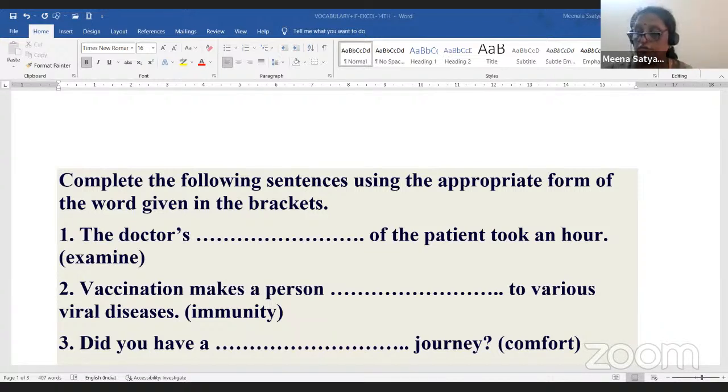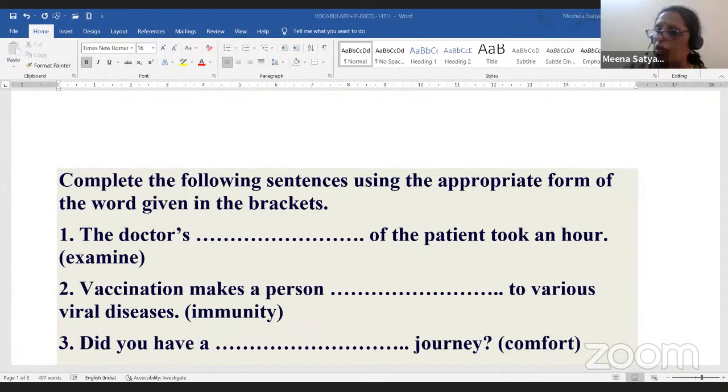Now, if it is even the word active, it can also be actively. I should increase the thickness of the pen so that it'd be better for you. Okay. So if it is active, it could be actively. Enthusiastic can become enthusiastically. So this way you can be asked.